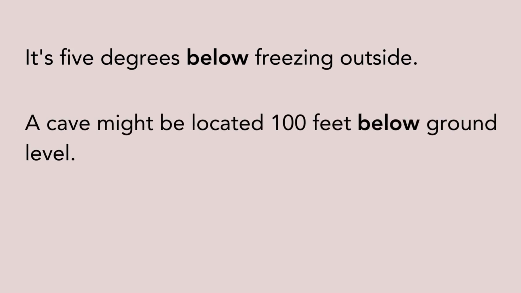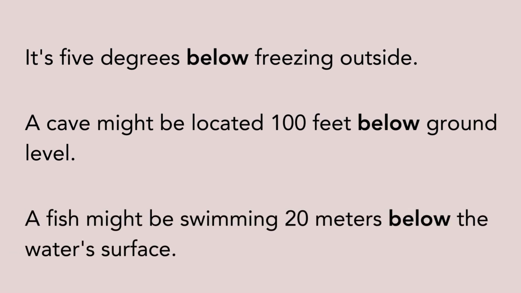Another example, a cave might be located 100 feet below ground level. It means it's 100 feet lower than the surface of the ground. Another example, a fish might be swimming 20 meters below the water's surface. This sentence indicates the position of the fish relative to the top of the water. In these examples, below is used to describe something positioned lower than a standard reference point, whether it's temperature, height, or depth.